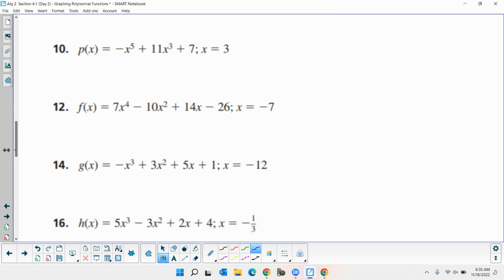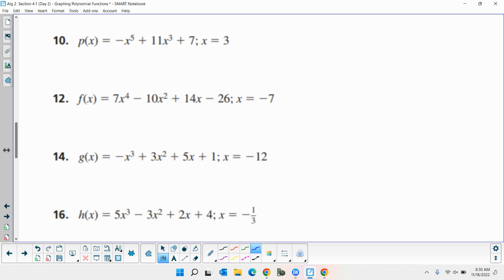Evaluate. All right, so that's putting 3 in for x: -7, -12, and -1/3. So what number did we start there? 10 is 61. 12 is 16,193. 14 is 2,101. 16 is 76/27. 76 over 27. All right.